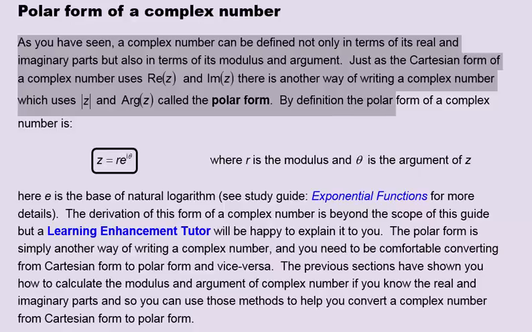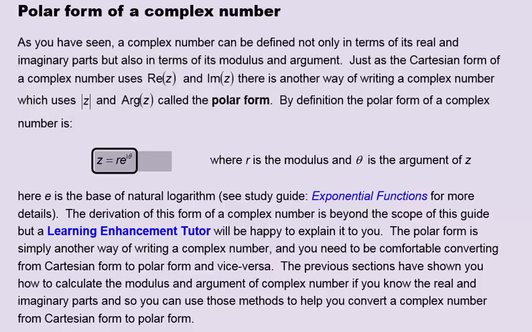By definition, the polar form of a complex number is Z equals r multiplied by e to the power i theta, where r is the modulus and theta is the argument of Z.